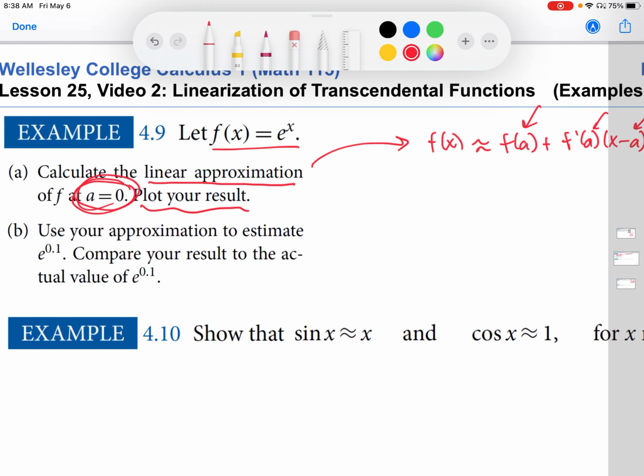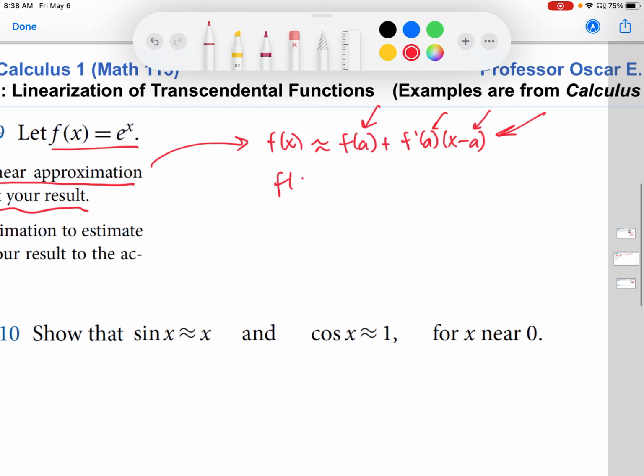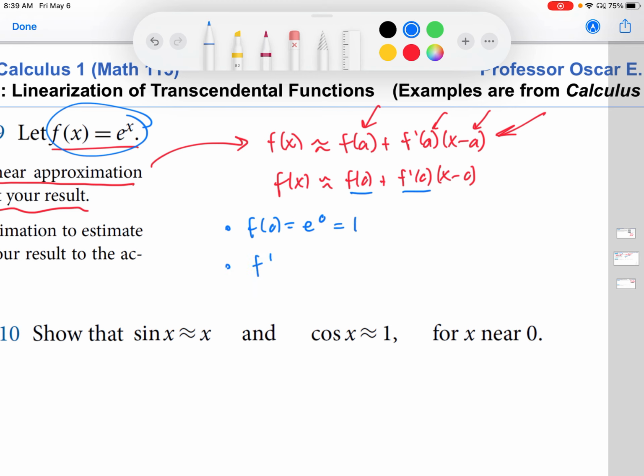Great, so we need an a value to actually calculate this linear approximation. That's given to us here, a equals 0. So I'm going to write over this approximation with a equals 0 and follow what the math tells me to do. I need two pieces of information, f of 0 and f prime of 0. We know f of x is e to the x, so f of 0 is e to the 0, that's 1. And then we have to find the derivative. Remember that the derivative of e to the x is a very special function. Its derivative is itself, so that's nice. That tells us that at x equals 0, e to the 0 is 1 again, so f prime of 0 is 1, and f of 0 is 1.